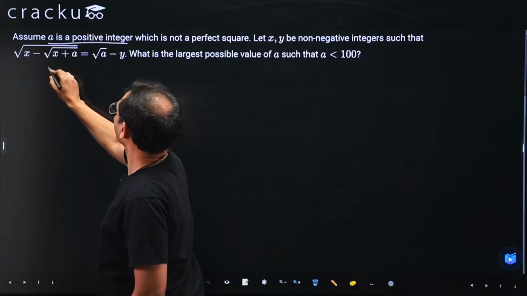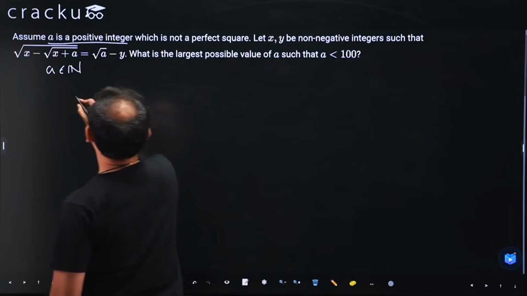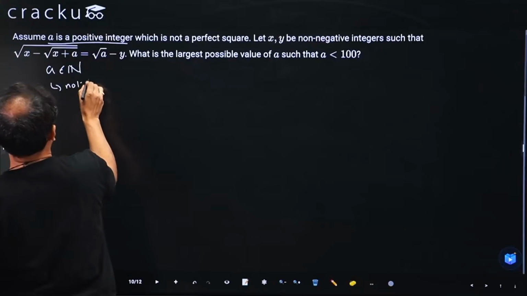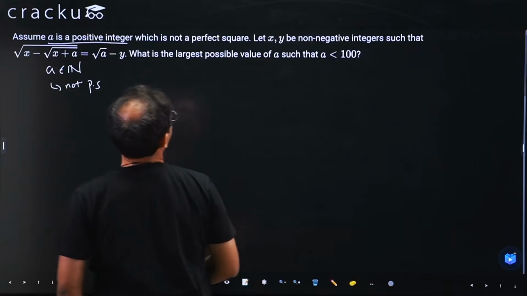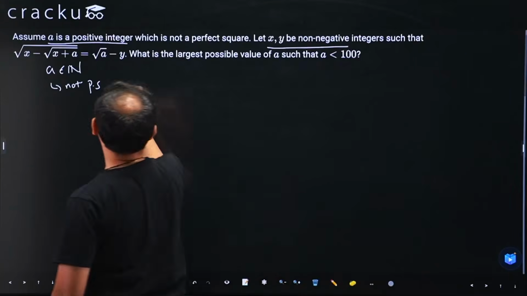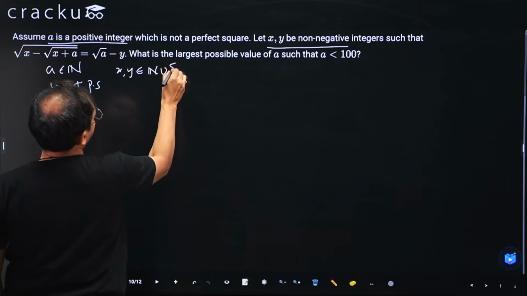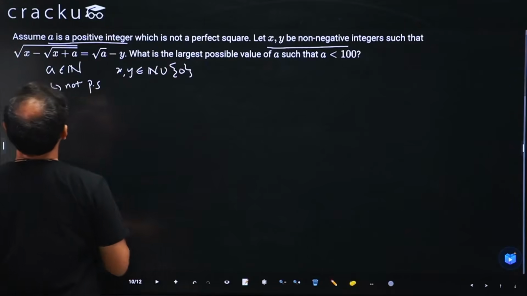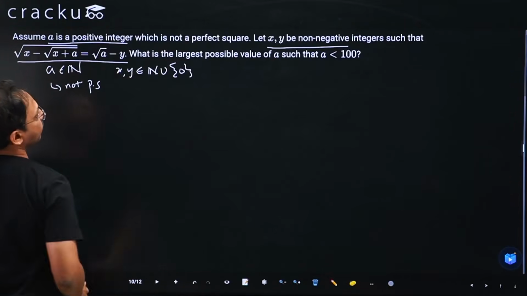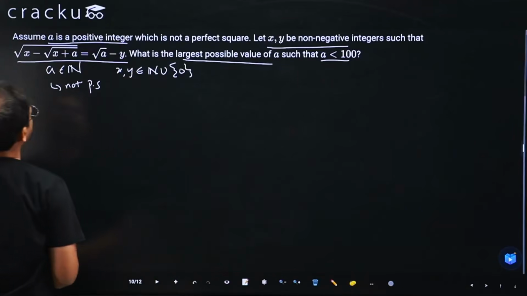Assume A to be a positive integer, that is a natural number, which is not a perfect square. Let x and y be non-negative integers, so they are whole numbers, such that this equation is satisfied. What is the largest possible value of A which is less than 100?